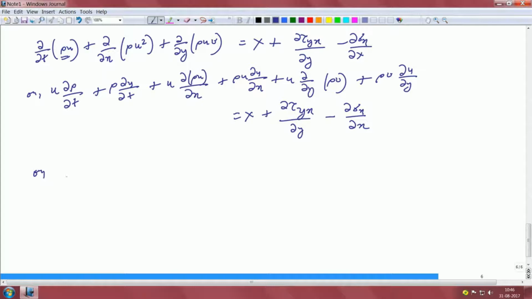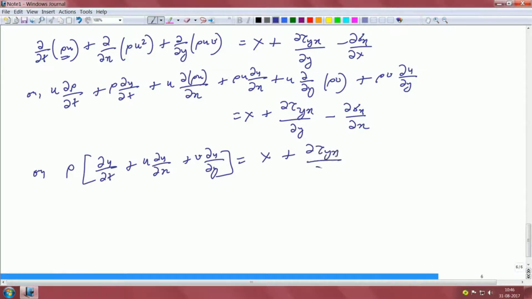Now, you just gather the terms where the rho can be taken out: dt plus u du dx plus v du dy. Okay. The other term, why it will cancel, I will say in a second: tau yx by dy minus d sigma x by dx, right. Now, what happened to the other term that we dislodged? That term, which we did not pay any attention to, was already incorporated in the continuity equation. So, that term basically goes to 0, right. So, this is the only term that actually survives.